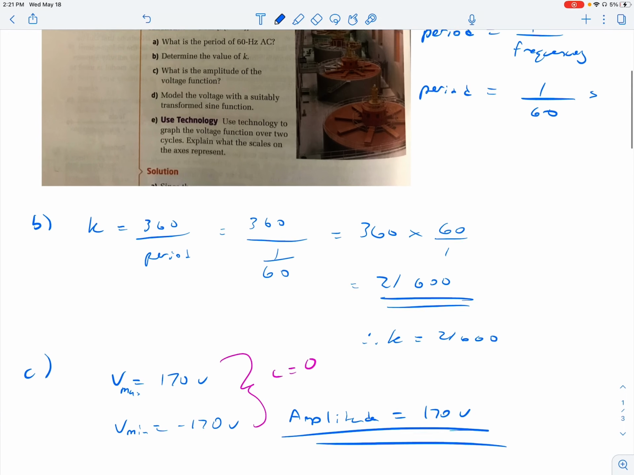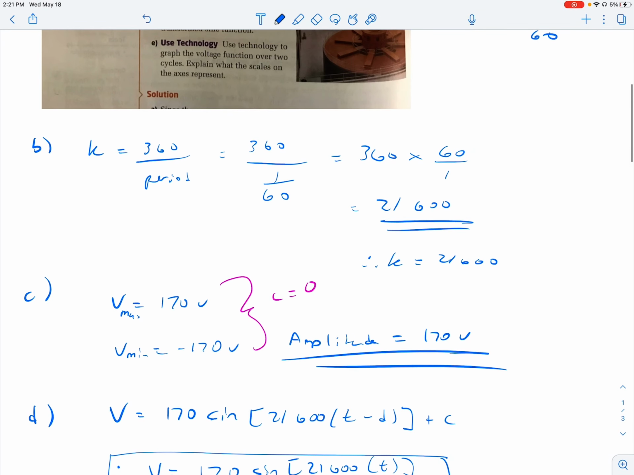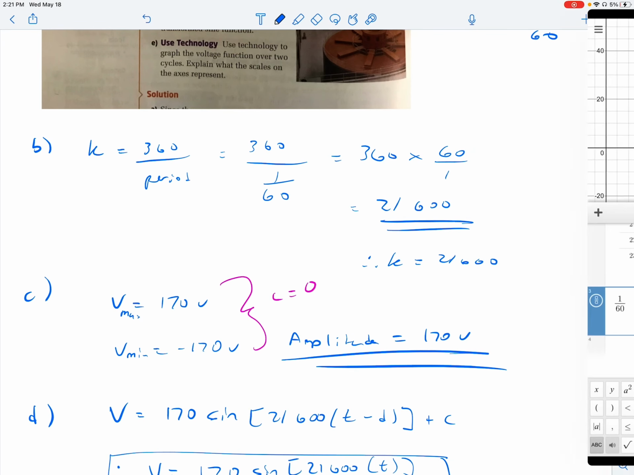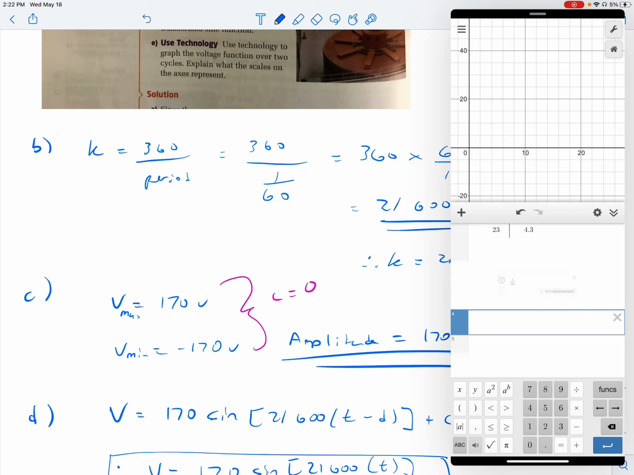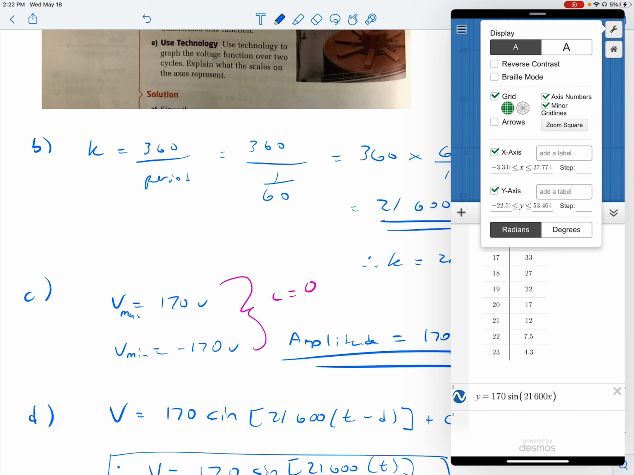All right, I think the next part is going to ask us to graph it. Yeah, it says use technology to graph the voltage function over 2 cycles. Explain what the scale on the axes represent. So let's put this equation in here. Y equals 170 times sine 21,600 x, and then close the bracket, and then make sure we're in degrees.